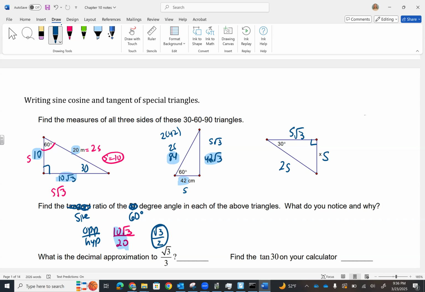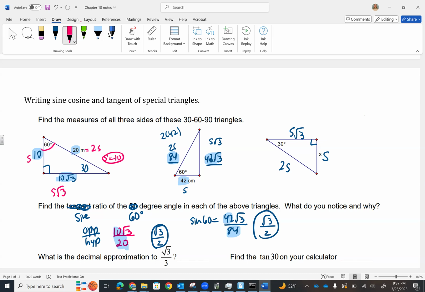On the second triangle, if you do the sine of 60 degrees, you're going to do the opposite of the 60 degrees, which would be 42 root 3, over the hypotenuse, which would be 84. And if you reduce those coefficients, you're going to get the square root of 3 over 2. You can divide top and bottom here by 42, and you're going to get 1/2.